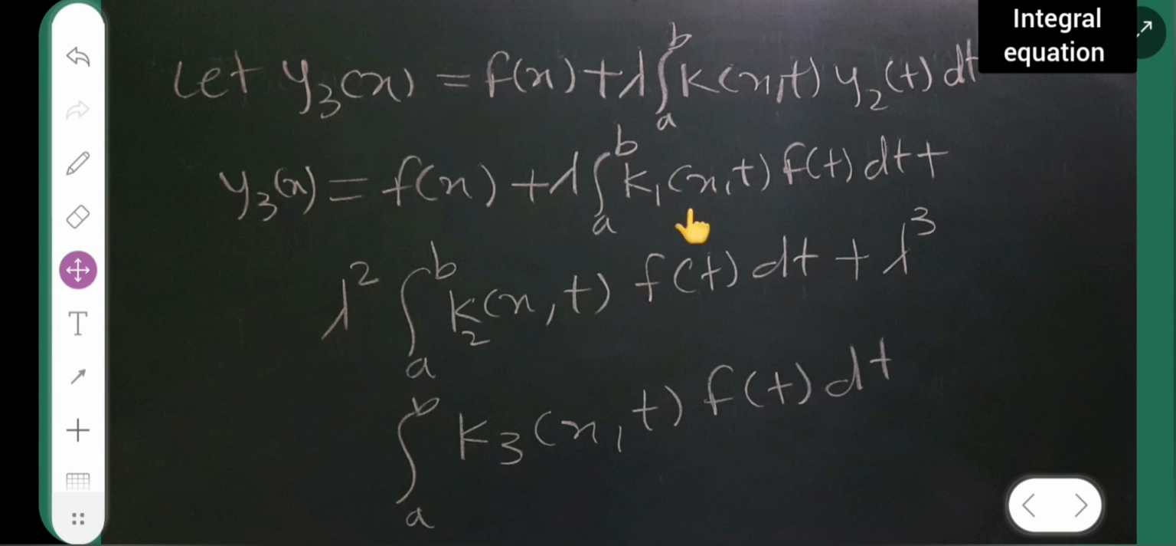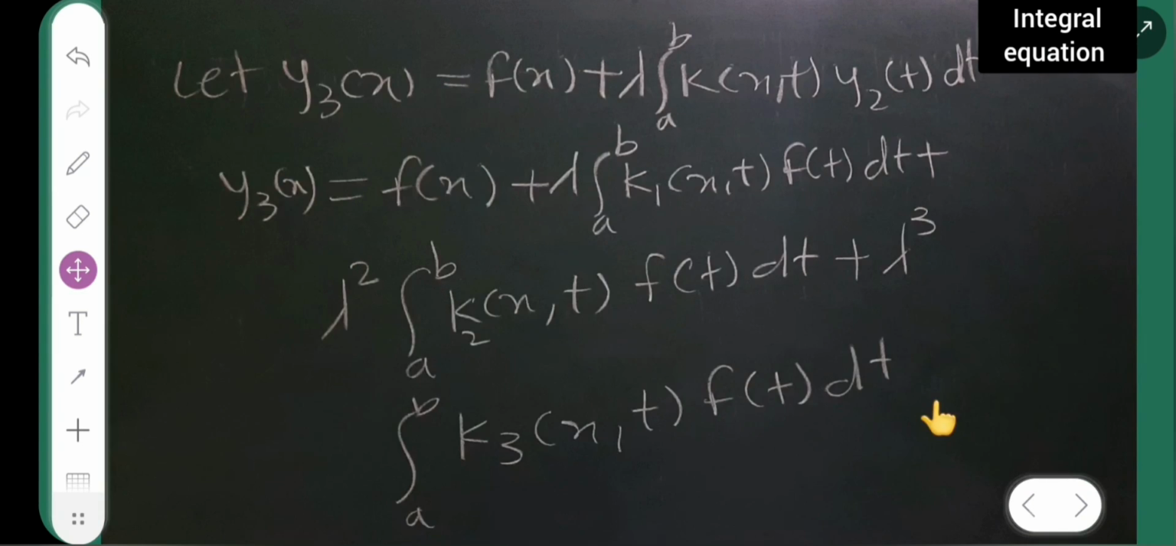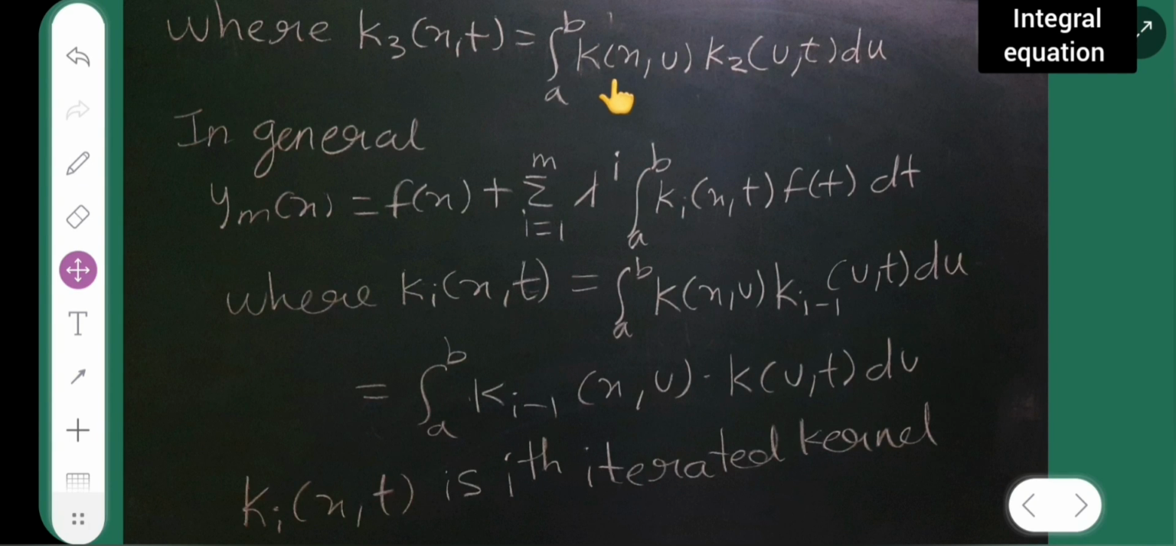So plus lambda raised to the power 3 integral from a to b k3 of x comma t f of t dt. Next, in general form, how I have written this: k3 of x comma t is equal to integral from a to b k of x comma u into k2 of u comma t du.